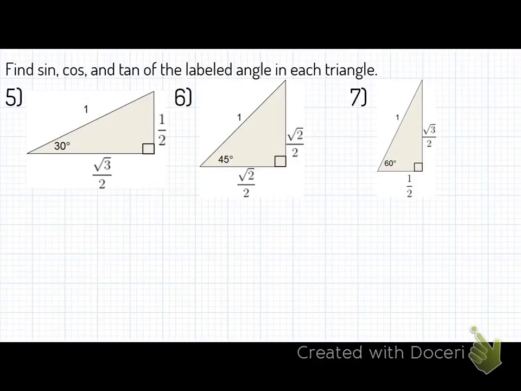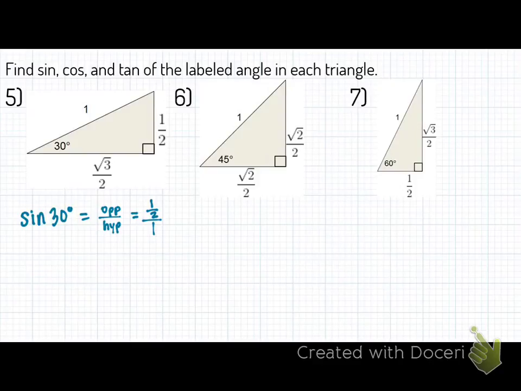I know I'm going to start with sine. Sine is opposite over hypotenuse. So I look at the opposite of 30 degrees. What's the length? 1/2. Excellent. So I'm going to go 1/2. And then what is the hypotenuse of the 30 degrees? 1. So it's like saying 1/2 divided by 1.